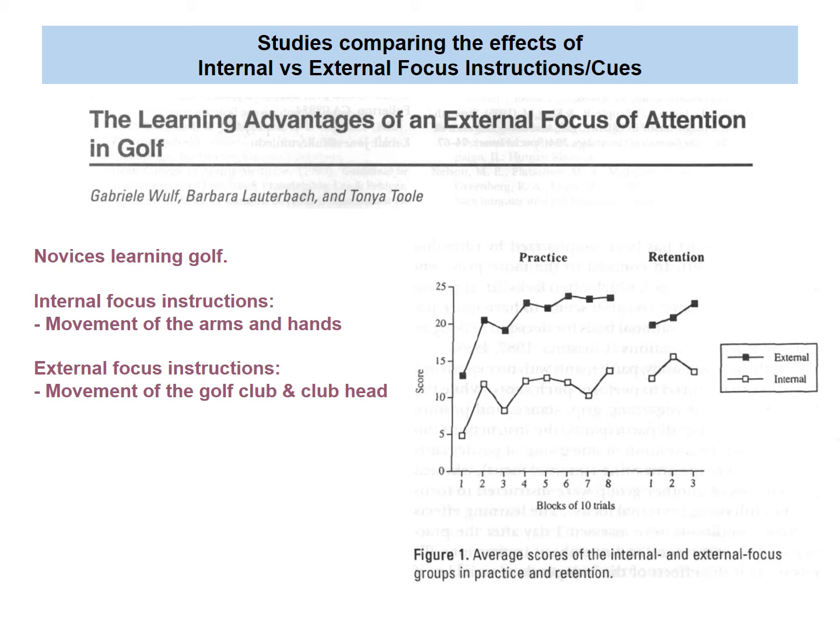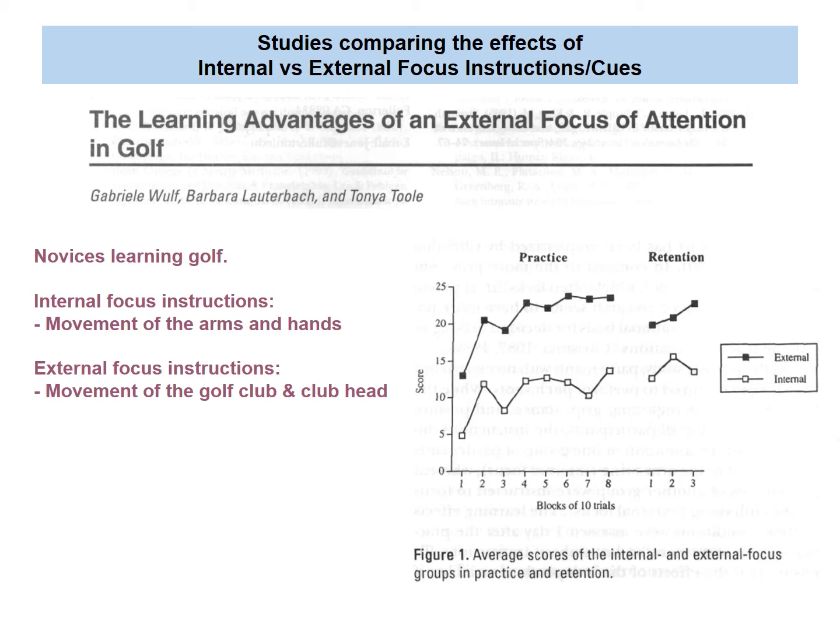Then there was an external focus group that didn't get any instructions about how to move their arms and their hands. Instead, the instructions asked them to concentrate on the movement of the golf club and the golf club head. And so this is how the golf club should be positioned. And when you swing the golf club, this is how the golf club and the golf club head move. And so these people got to practice for several days, and then they measured how good they were.